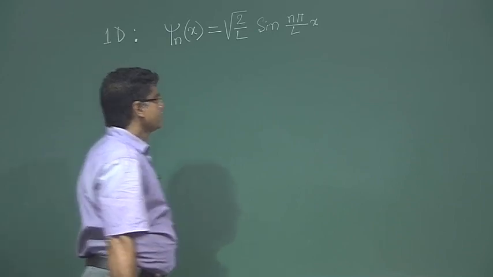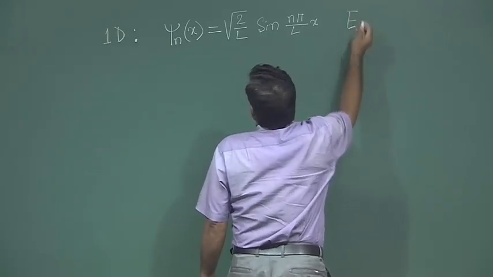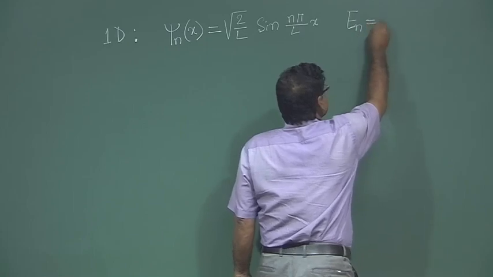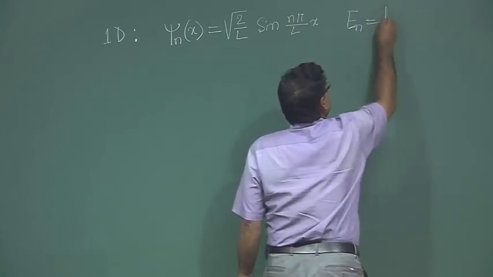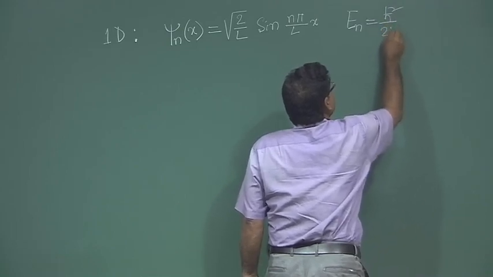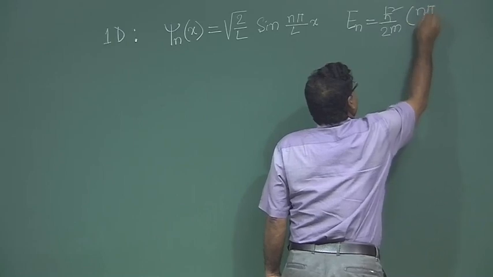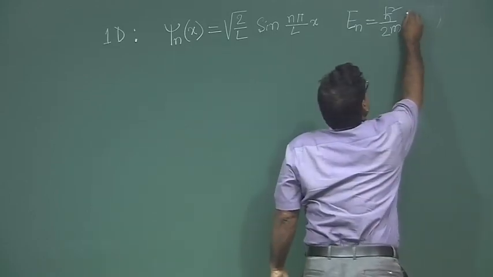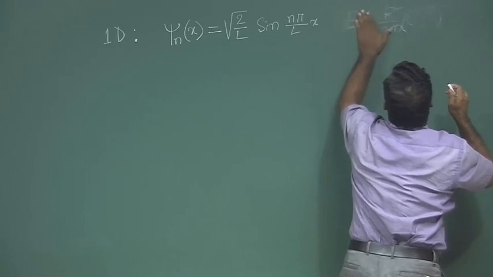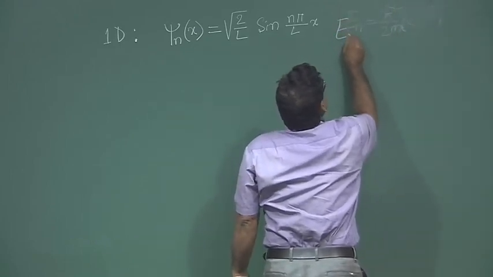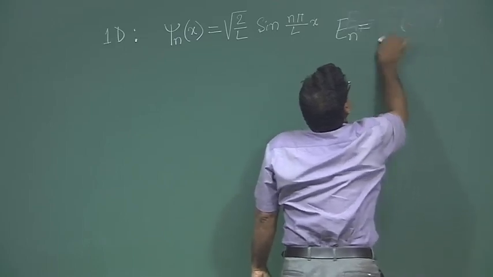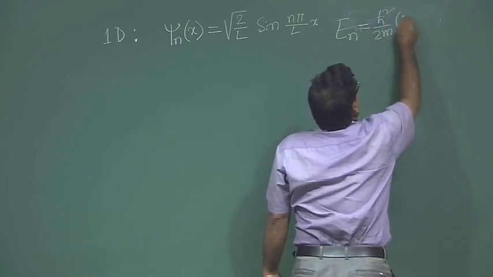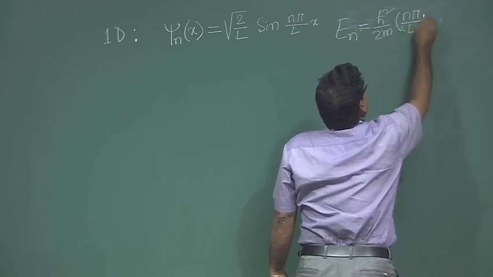and the corresponding energy E n equals h cross square by 2m, n pi by L, whole square. So, E n equals h cross square by 2m, n pi by L whole square.